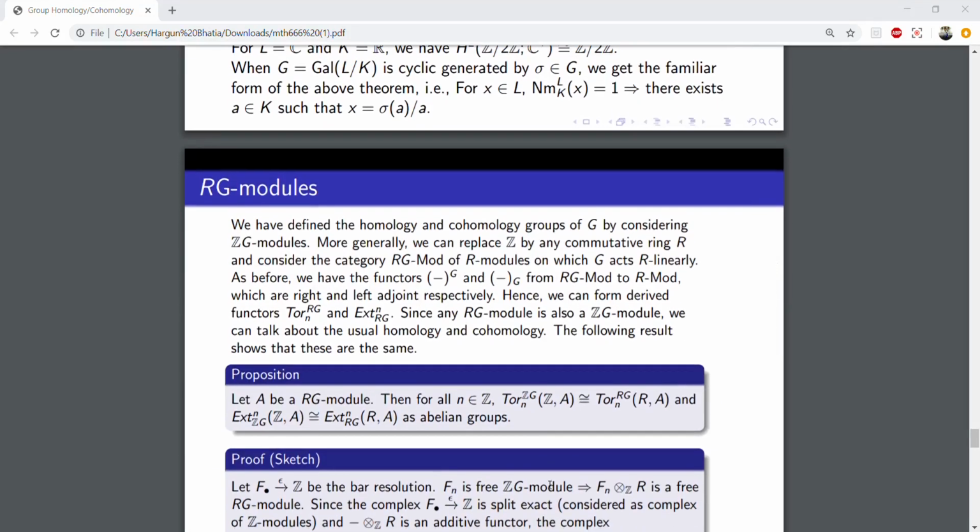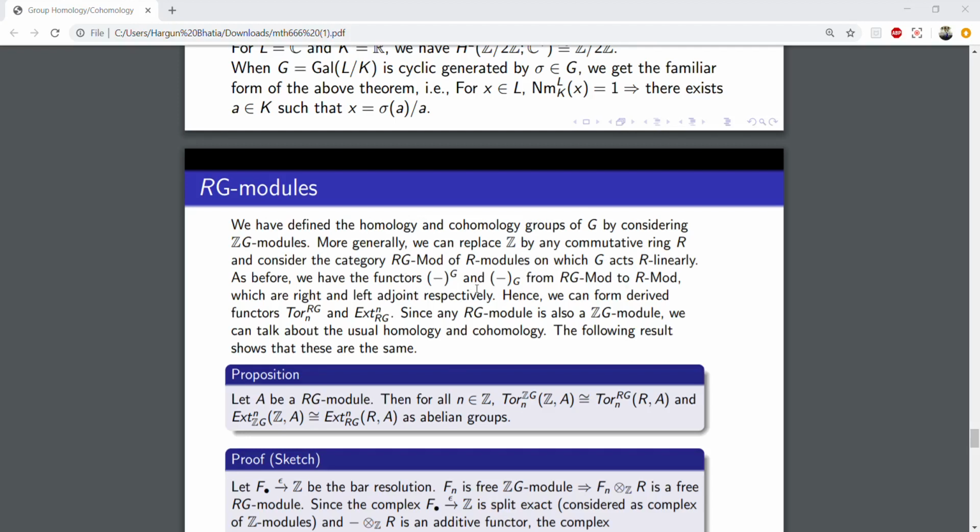So now RG modules. Basically the point is that starting from the definition of G modules, we have been focusing only on Z, right? I mean, we're talking about a G module as an abelian group with G action, so it's a ZG module. But we can, and talking about these functors from ZG modules to abelian groups, these derived functors, the homology and cohomology. Now, you can obviously try to work with any commutative ring R instead of Z, and everything will work out fine. I mean, you can consider the category RG mod, right?